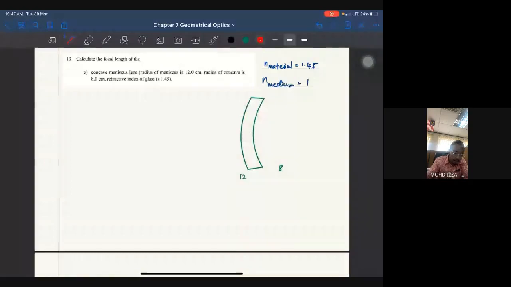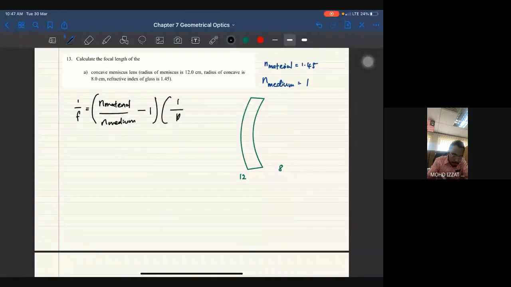Because you want to use this formula, saya tulis the formula there. You want to use this formula to find the focal length. So you already have the values of material and medium. Now you just have to determine your arc. Okay, ray kamu nak start from where to where? Cuba kamu pilih. Kiri kanan ke kanan kiri? Kiri kanan. Okay, let's say kita buat kiri kanan.